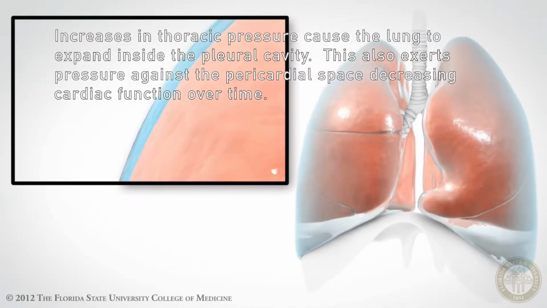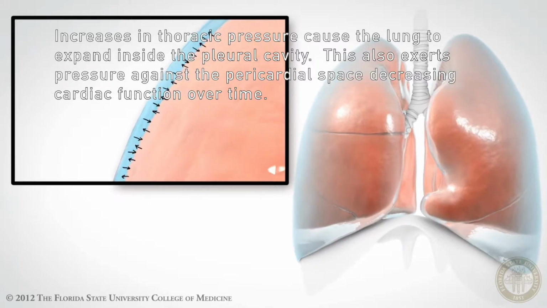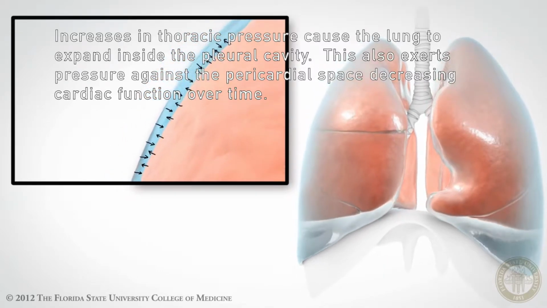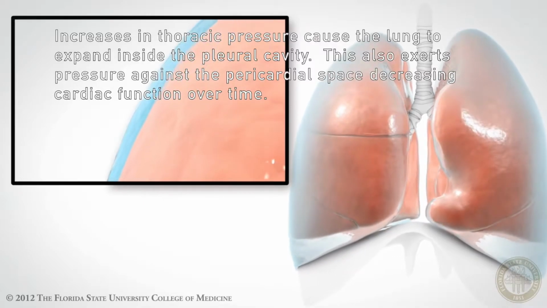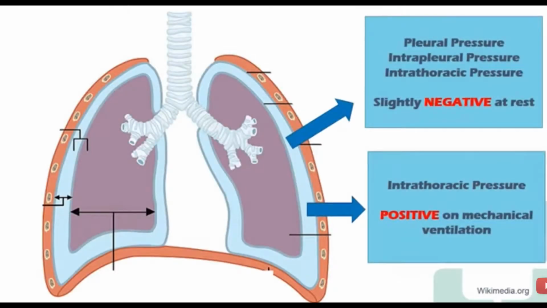Increases in thoracic pressure cause the lungs to expand inside the pleural cavity. This also exerts pressure against the pericardial space, decreasing cardiac function over time. Pleural pressure is typically negative. When we introduce positive pressure ventilation, this becomes positive.